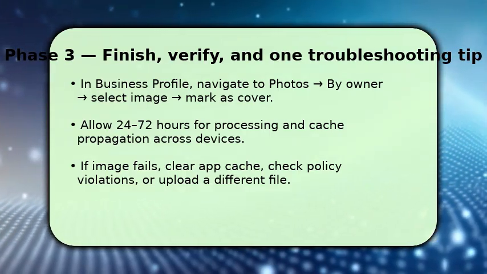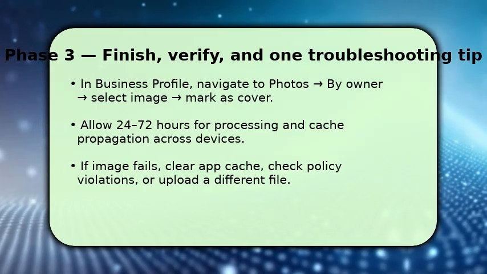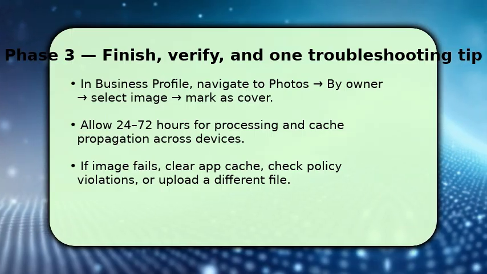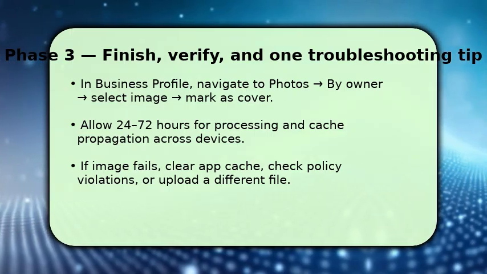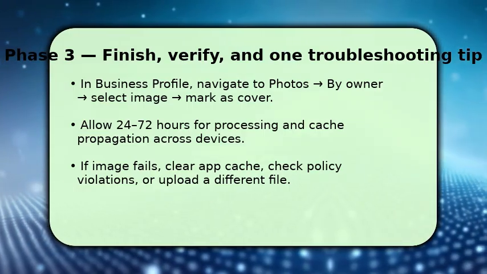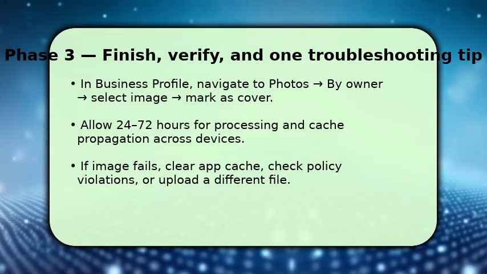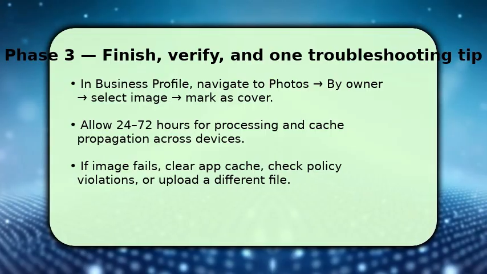Once done, expect up to 24 to 72 hours for processing and global cache updates, so don't panic if it's not immediate. If the photo is rejected or doesn't appear, clear the Maps cache, try a different device or browser, and review Google's photo policy. Making small edits or reuploading usually resolves the issue quickly.